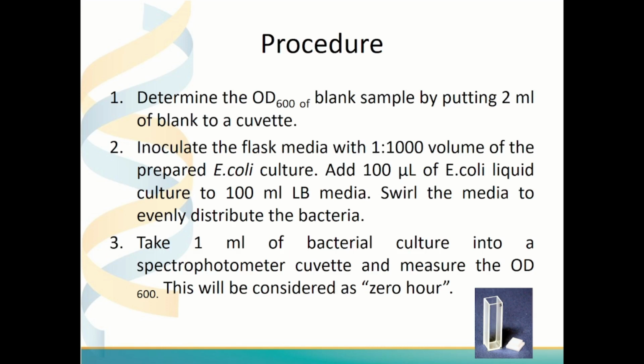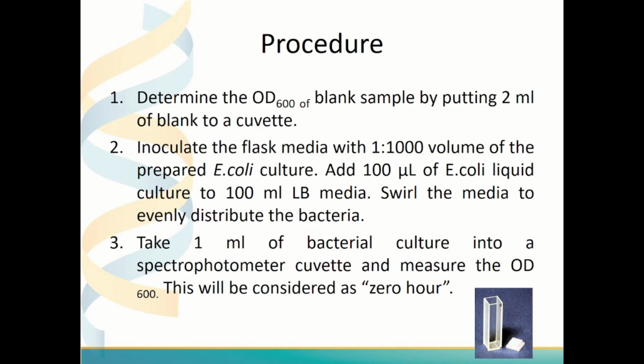All right, so this is the final step of the laboratory for today. We would like to determine the OD600 of the blank sample by putting 2 milliliters of blank per cuvette. Here, maybe it's quite confusing: what is OD600? OD600 is an abbreviation of optical density 600. The 600 means the wavelength, in nanometers, that we set on the spectrophotometer.